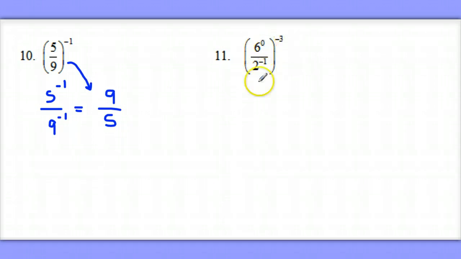Alright, let's take a look at this final example. Any number to the 0 power is 1, so I'm going to have 1 to the -3rd. And then I'm going to have 2 to the 3rd. And 1 to any power is 1. And then 2 to the 3rd would be 8.